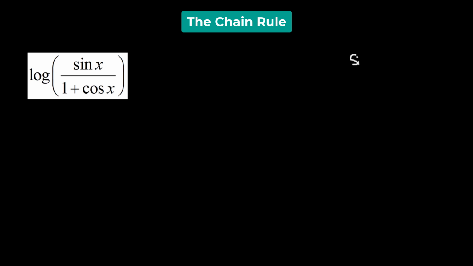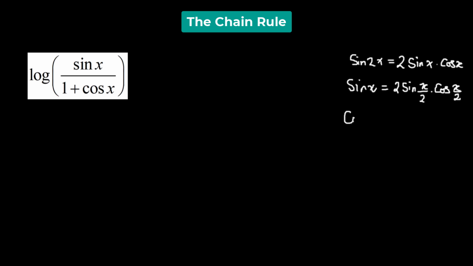So we know that sine of 2x is equal to 2 times sine of x times cosine of x. So if we have sine of x, then that becomes equal to 2 times sine of x over 2 times cosine of x over 2. And also we know that cosine of 2x is equal to 2 times cosine squared x minus 1. Or if we have cosine of x, then this becomes 2 times cosine squared x over 2 minus 1.